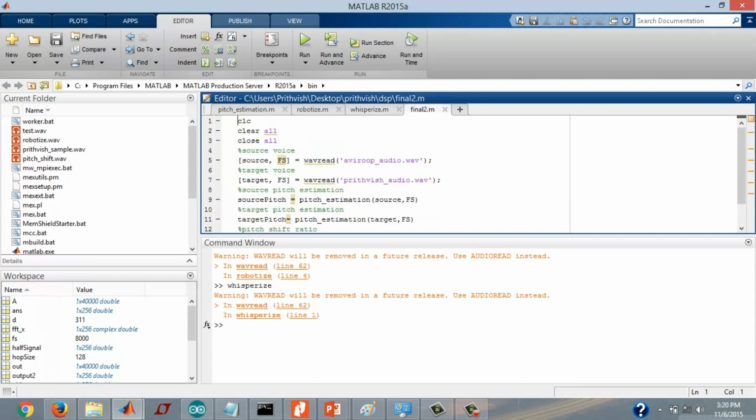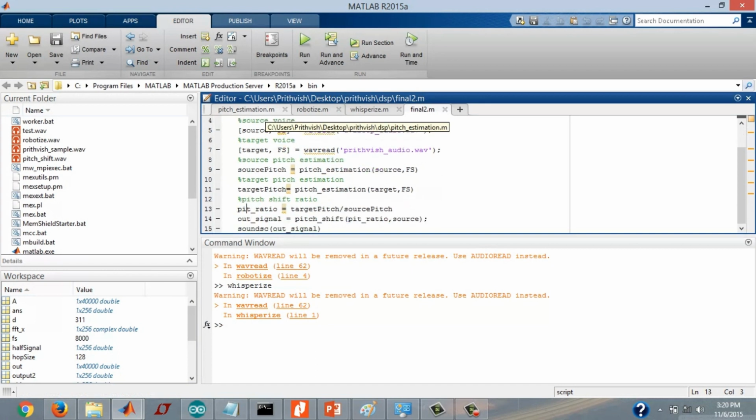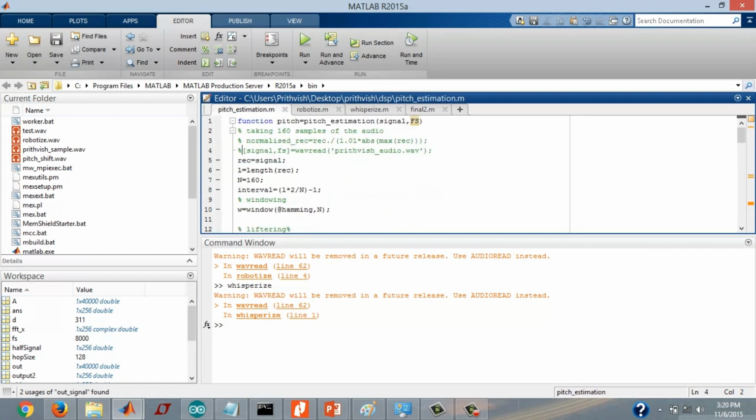Next we move on to our aim. Next we want to convert the voice of one person to the voice of another person. For this we have made a pitch estimation algorithm and a pitch shift algorithm. Pitch estimation is based on cepstral analysis, and the pitch shift algorithm is using the phase vocoding technique.